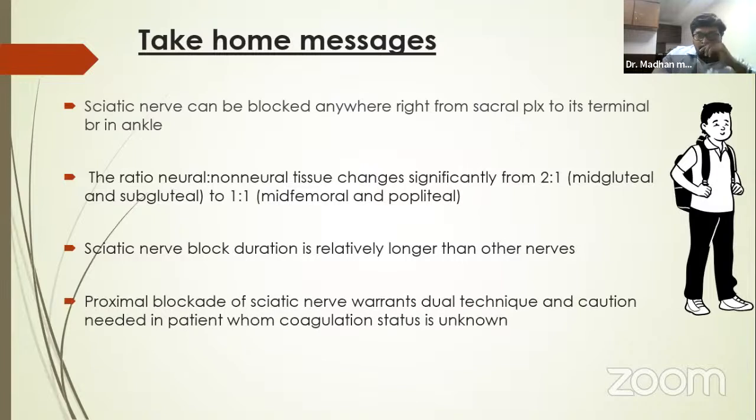So last is proximal blockade of the sciatic nerve warrants dual technique. As I said earlier, it's a deeper block. I would suggest to go with PNS, though if you are confident with USG, to improve the success rate and to avoid complications. And a caution to keep in mind: if you are getting a patient and you don't know about the coagulation status, it's better to avoid the proximal blocks, and if possible, you can go to the distal blocks.